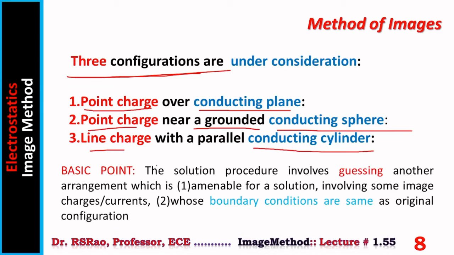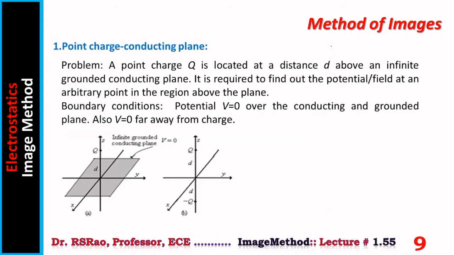Before going to the actual problems, let me remind you of the basic point as far as this technique is concerned. It involves guessing another arrangement. We have to guess, and it must be amenable to a solution. So guessing is there, but it must not be arbitrary. Usually it involves some image charges or currents, and its boundary conditions must match with the boundary conditions of the original. These aspects must always be kept in mind.